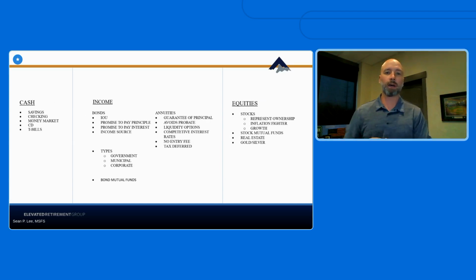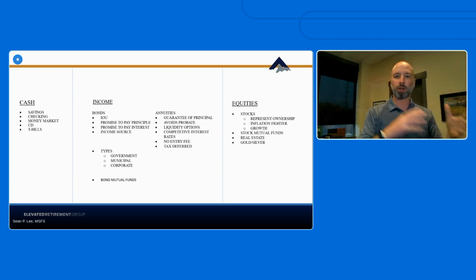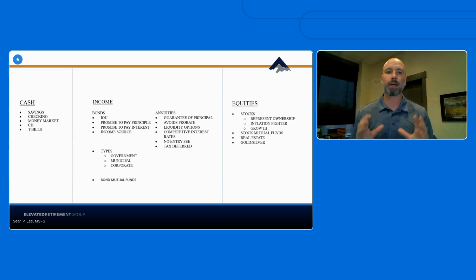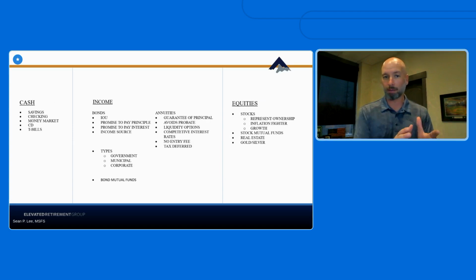The third area in income are annuities. Now, there's a lot to unpack when it comes to annuities. There are good and bad conversations around annuities. What we're talking about here specifically is one type of annuity. There are many types, but we're talking about fixed annuities in the income class. And fixed annuities look and smell a little bit like a CD, but they're going to guarantee your principal.